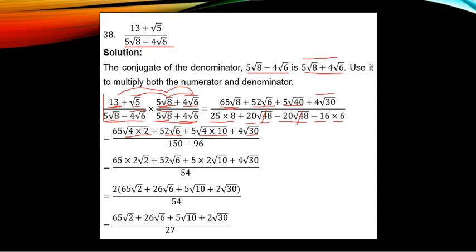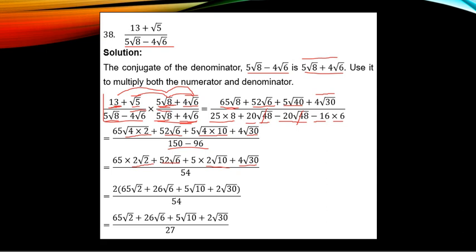Alright? 25 times 8 is 200, minus 16 times 6, you have 96. Okay. Root 4 is 2. So you have 2 root 2 from that place. This term remains the same. Root 4 is 2. That is 2 root 10. And this term remains the same. 200 minus 96 is 104.